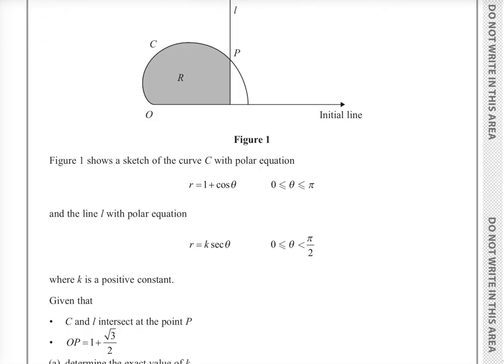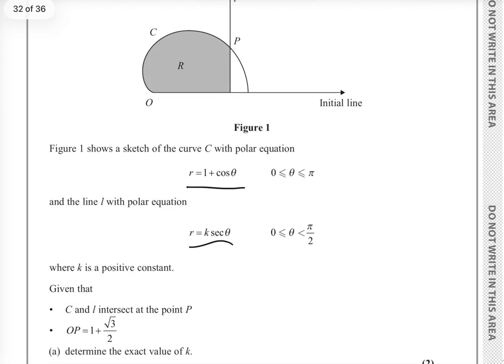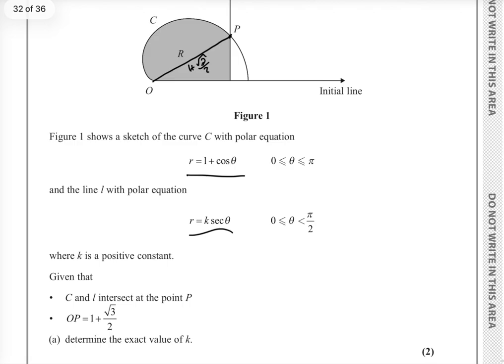Figure 1 shows a sketch of a curve C with polar equation this, and a line with polar equation this, where k is a positive constant. Given that C and L intersect at point P, OP is equal to, it's really awkward, 1 plus root 3 over 2. So that's the radius at that point on both the line and the curve. Determine the exact value of k.